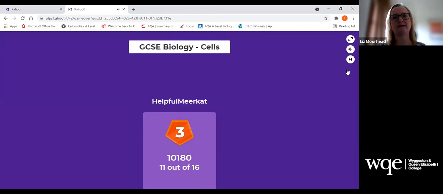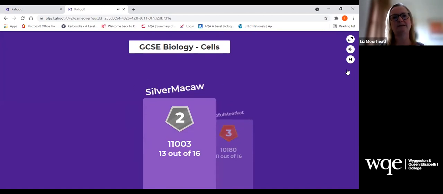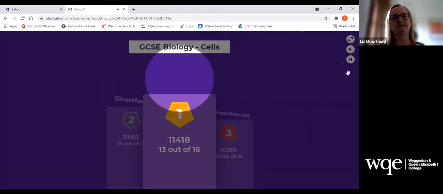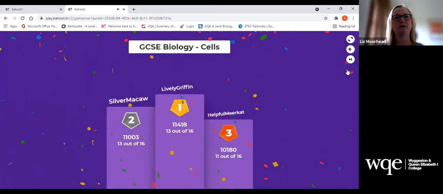In third place, we have the helpful meerkat with 11 out of 16. Well done. With 13 out of 16 is the silver macaw. And with 13 out of 16, but faster, is the lively griffin. So whoever you are, well done.